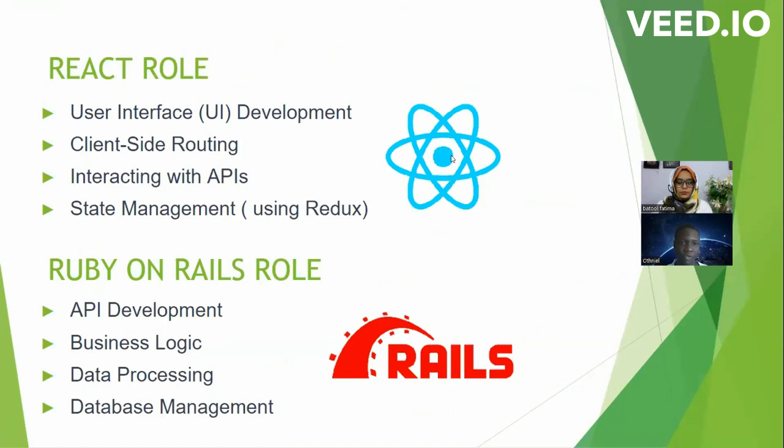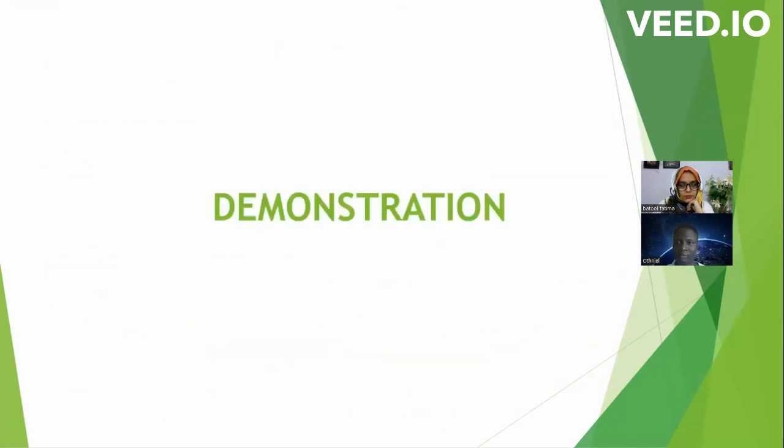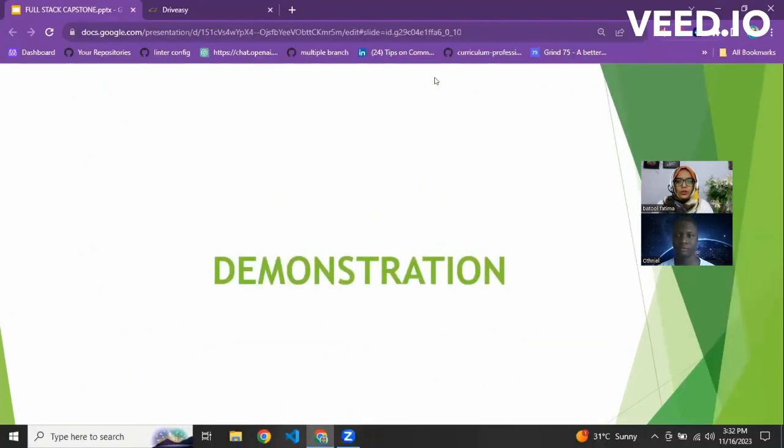So yeah, the role of React here was user interface development, client-side routing, interacting with the APIs, and also state management using Redux. And Ruby on Rails' role here was API development, business logic, data processing, and also database management. Okay, so now we'll move forward to the actual demonstration of the application.